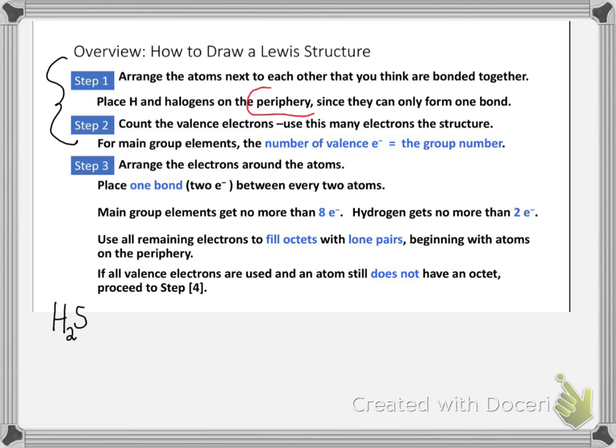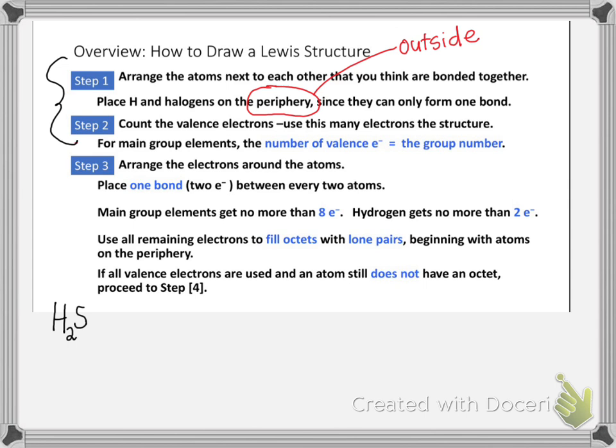So let's just make sure we all know what periphery means. These are going to be the atoms that are outside of the central atom. So in our class, we are looking at simple molecules that have usually one central atom. If they have more than one central atom, it will be indicated to us. They'll give us a little more detail. But we'll be looking at ones that have one central atom. So a central atom is the one that goes in the center. And then the periphery would be the atoms that are outside or around the center atom.